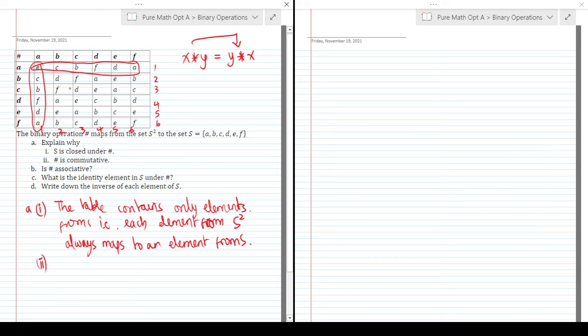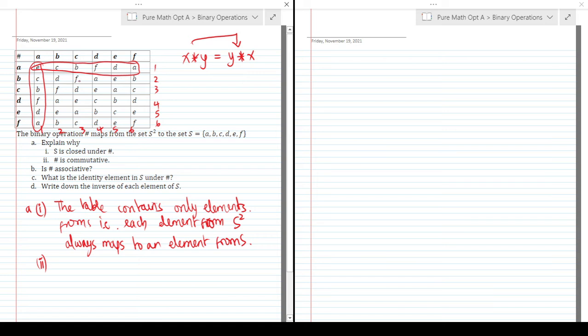Now when you're investigating this, you have to look at all the rows and all the columns. So it's not only the first row and the first column being the same. It's about the second row and second column, third row and third column. All of them have to be the same. If there is any row of your multiplication table that is not the same as that same numbered column, then it is automatically not commutative.